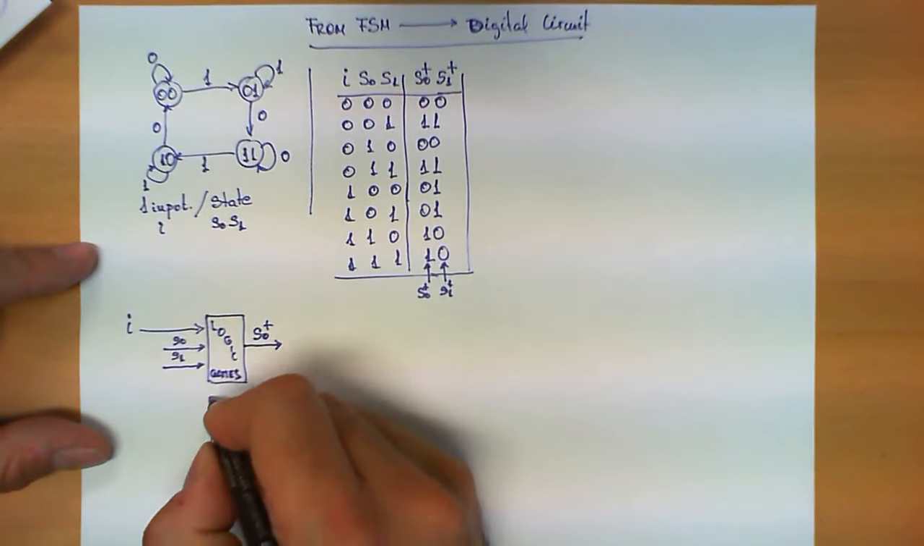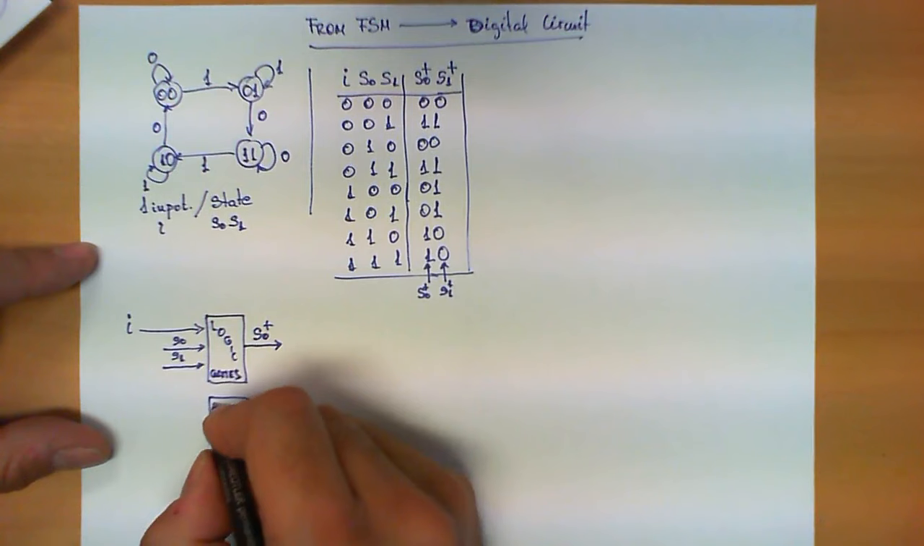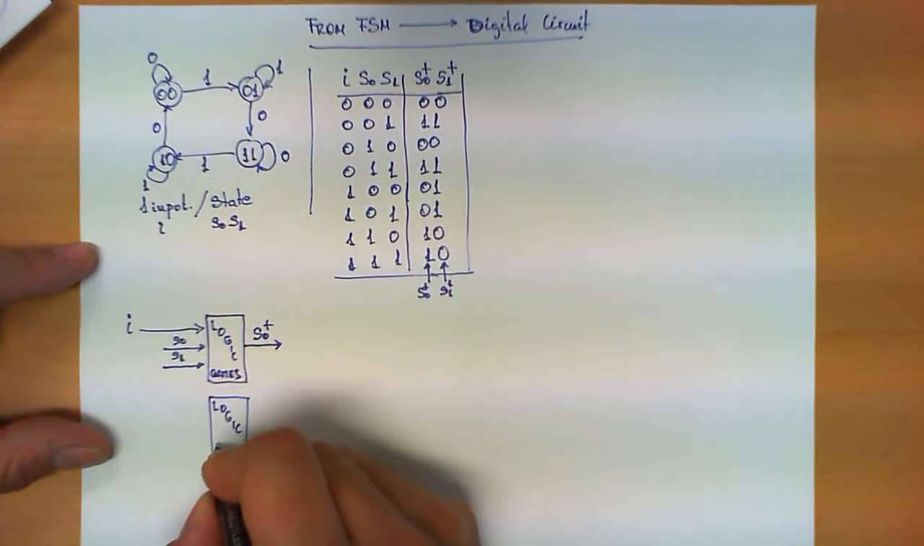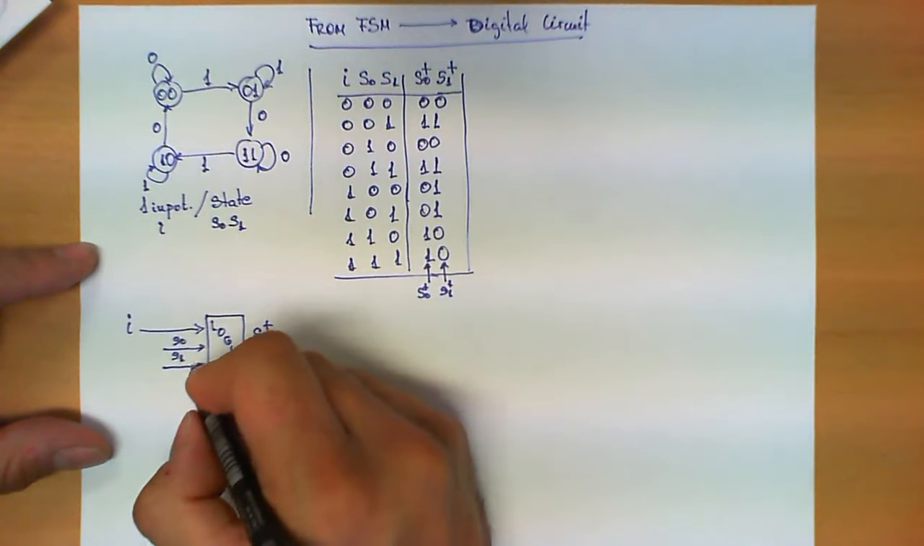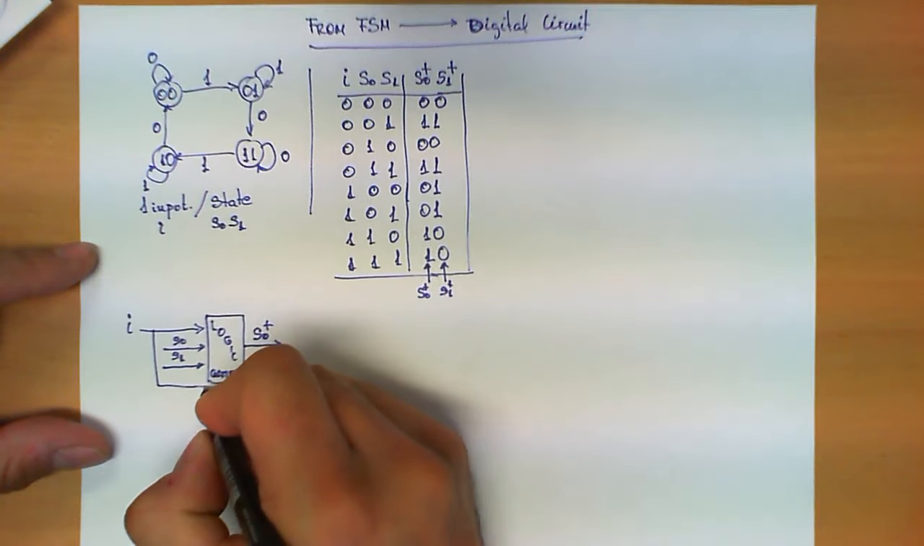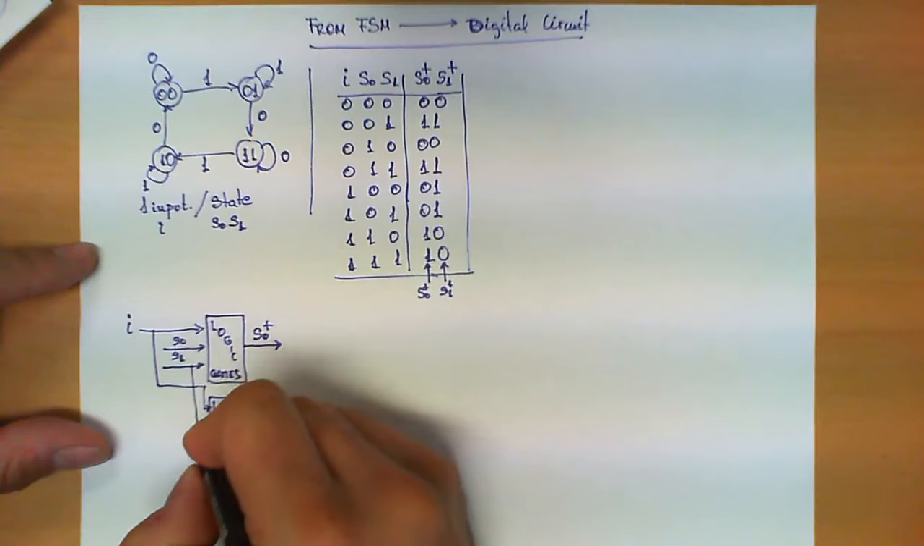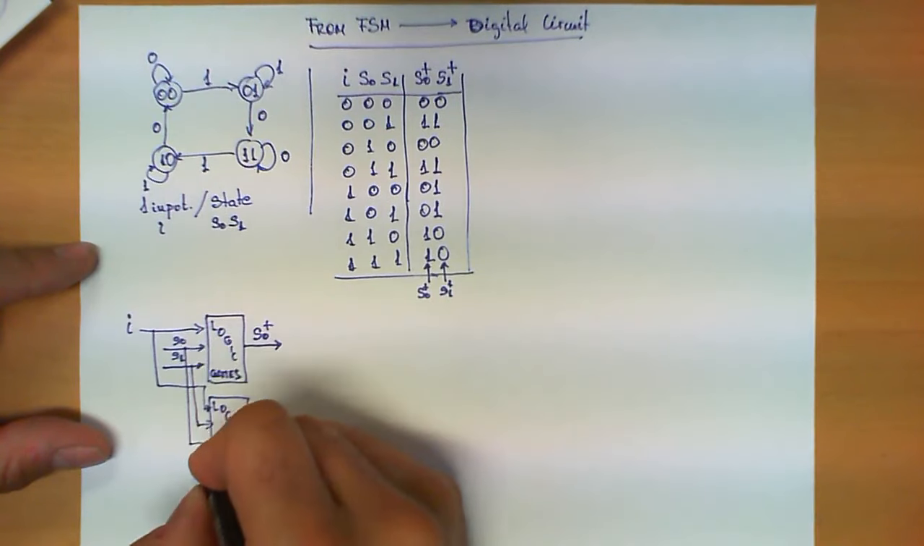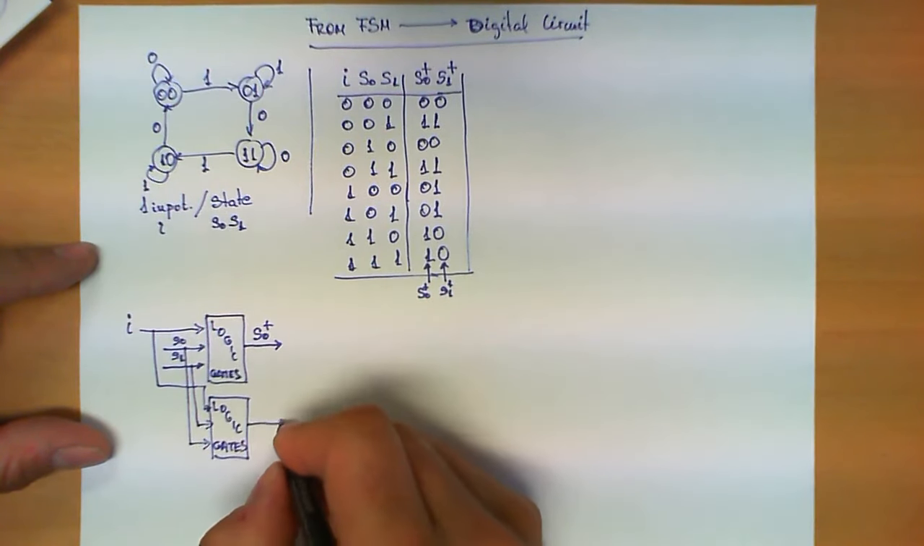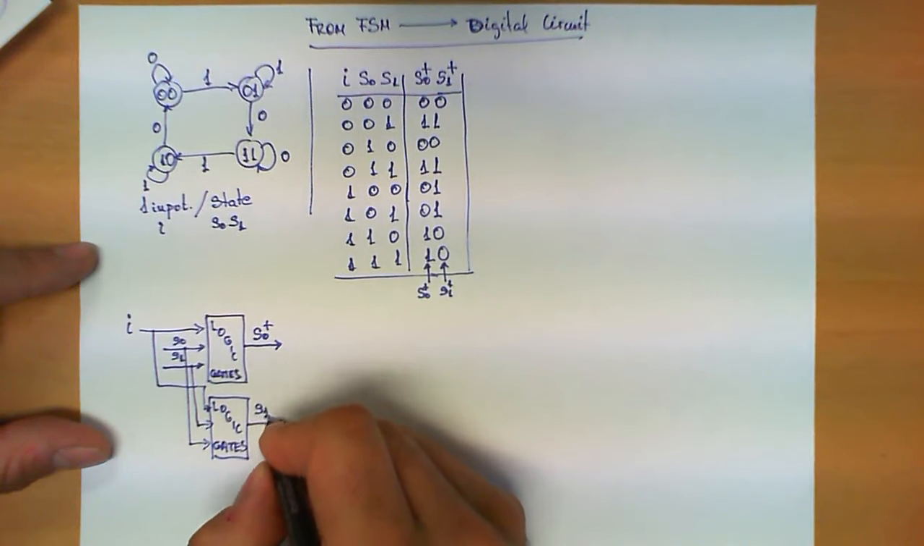And we're going to have another set of logic gates that, with the same inputs, in other words, the inputs and the state variables, produce S1+.